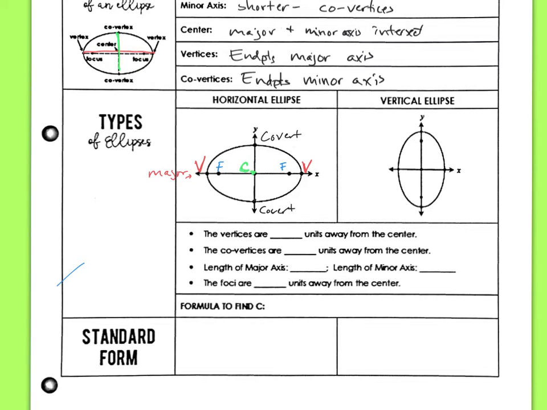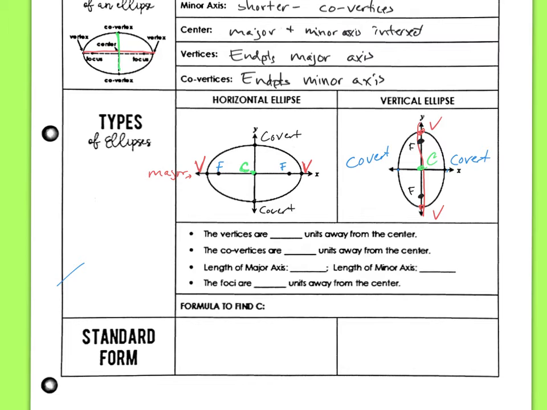And so on this other one, let's try it again. The major axis is the long one. This one's now the major axis. The endpoints of the major axis are the vertices. The endpoints of the other axis are the covertices. This is, of course, the center. And then along the major axis, the points that are inside here are the focal points.